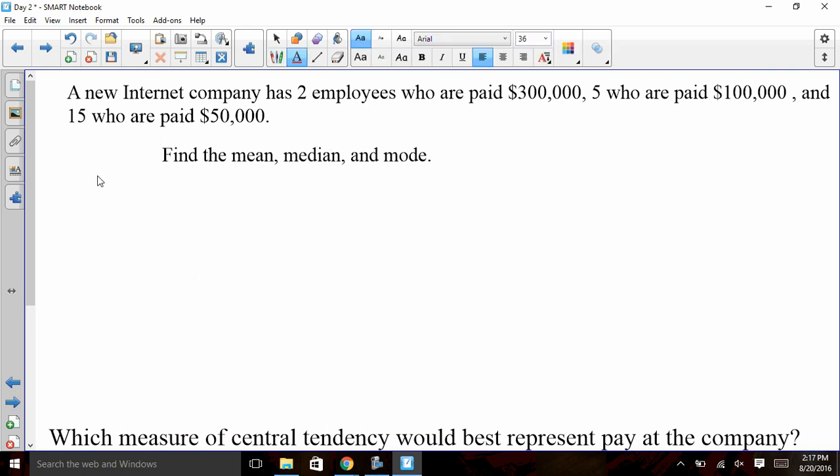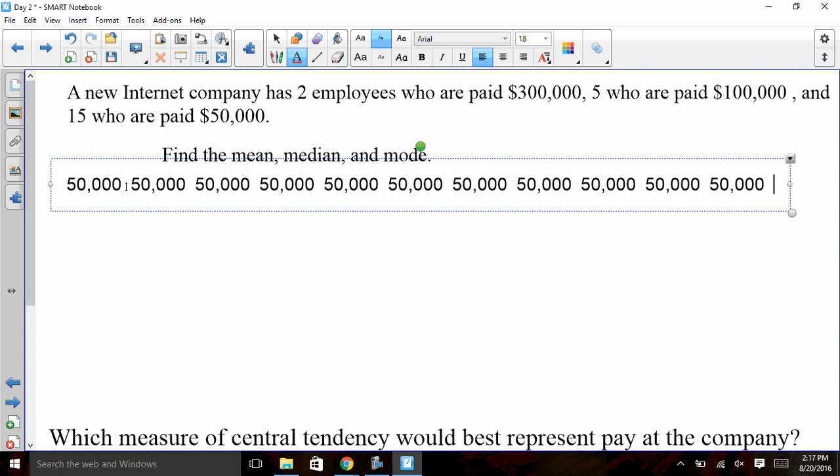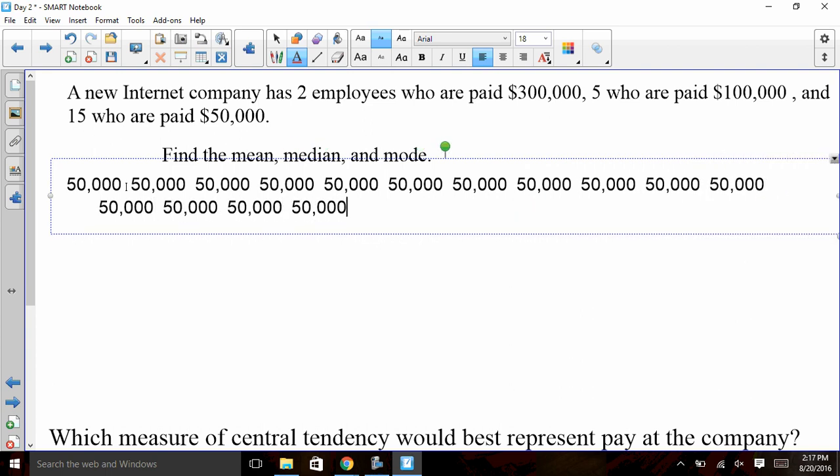Okay, well, I know for the median that I'm going to need to see these in order. So what I'm going to do is go ahead and write them out. I'm going to cheat a little bit because I'm going to copy and paste. So I have 15 people who are paid this. I have 1, 2, 3, 4, 5, 6, 7, 8, 9, 10, 12, 13, 14, 15.